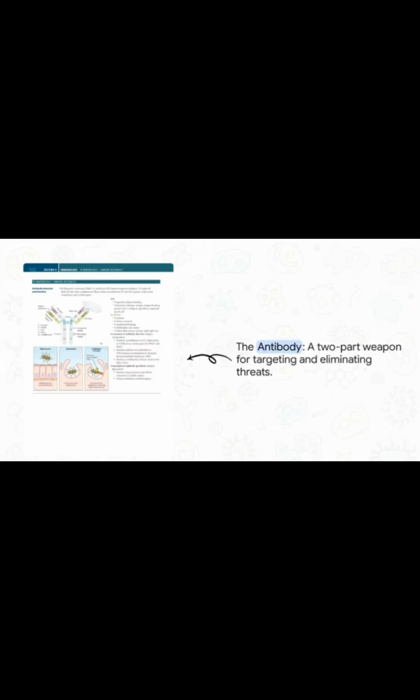And our tour has to start with the star of the show, the antibody. You can see it right here, this classic Y-shaped protein. It's built from 2 heavy chains and 2 light chains. But the real genius is its 2-part design. One part to find and grab a specific bad guy, and the other part to scream for help and call in the cavalry to get rid of it.